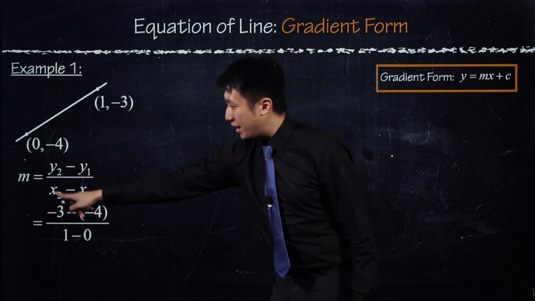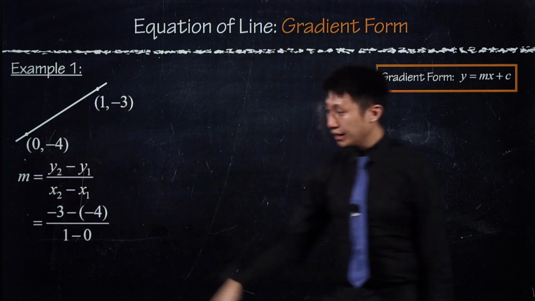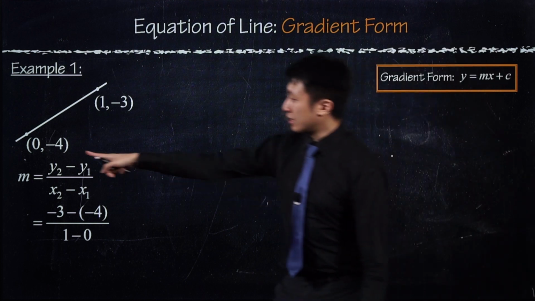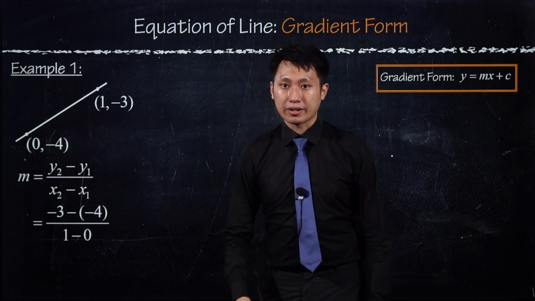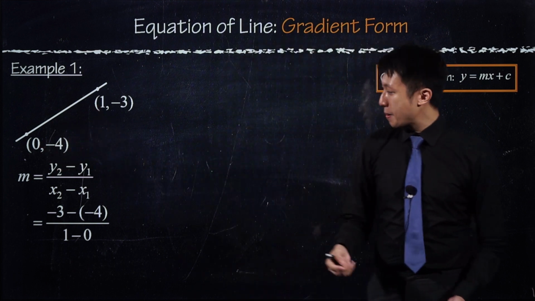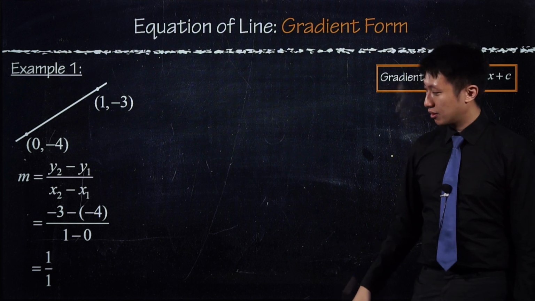Then the bottom part also, this one minus this one. Okay, so if you want to switch, then you take minus 4 minus 3, then 0 minus 1. Switching has to be done together. Then the slope is 1.